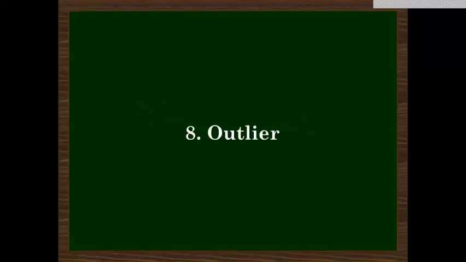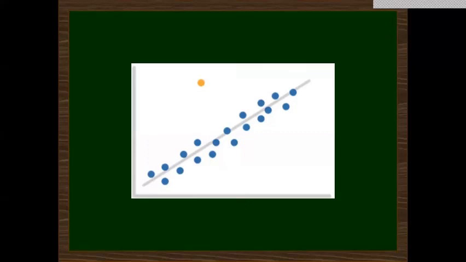Our next term is an outlier. An outlier is an observation that lies an abnormal distance from the other values in a random sample from a population. As we can see here, most of the values of the dataset lie around the line, and there's this one value which lies much away from it, so this is an outlier.